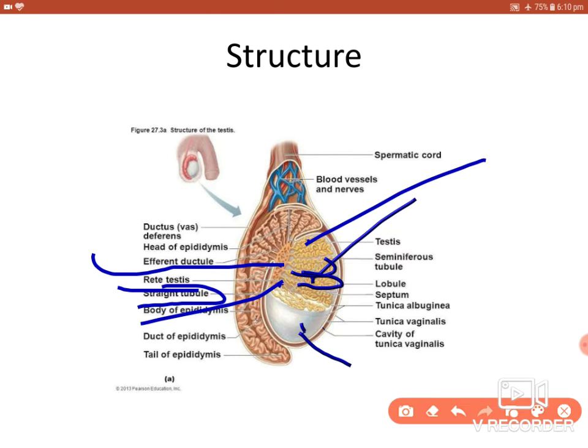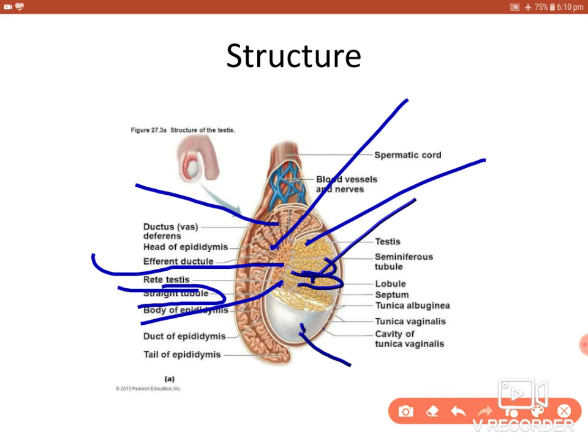From the rete testis, there are numerous efferent ductules. See, these efferent ductules are coming, some 12 to 13 in number, which enter the epididymis, the head of the epididymis. So the formation of sperm is in the seminiferous tubules. Then through the straight tubules, the rete testis, the efferent ductules, it gets stored in the epididymis.